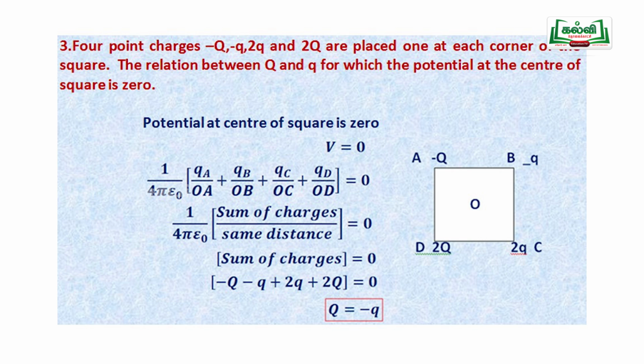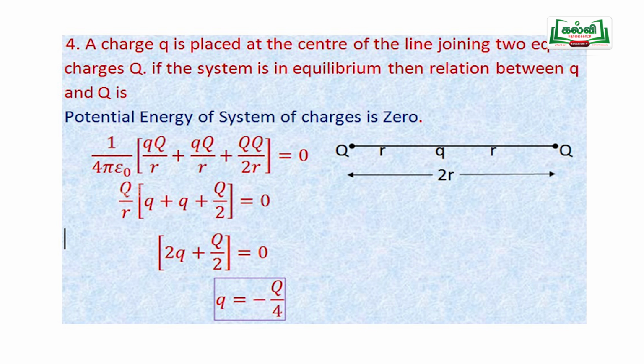So, potential at the center is nothing but 1 by 4 pi epsilon naught into the charge by the distance. Here in this case all the distances are equal. The distance between the center of the square and the corner in all the cases is same. So, I can write 1 by 4 pi epsilon naught into the sum of the charges by the distance, which is same. So, you add all the charges, do the mathematical steps, and you can get capital Q equal to minus q.